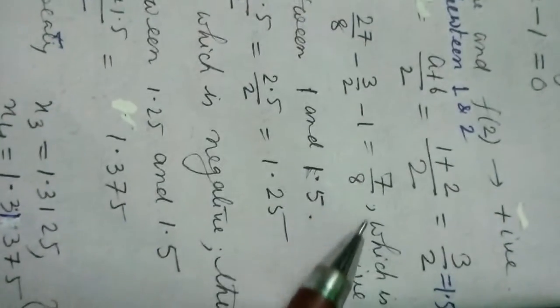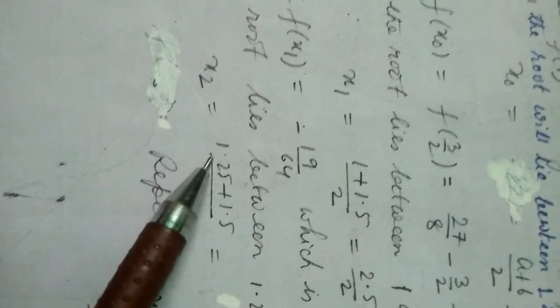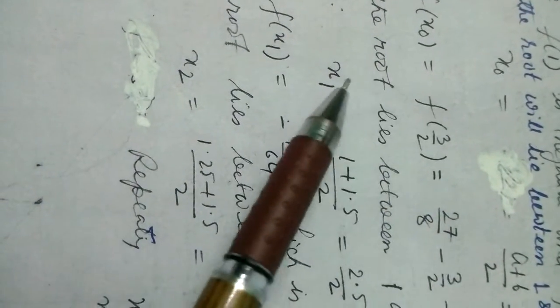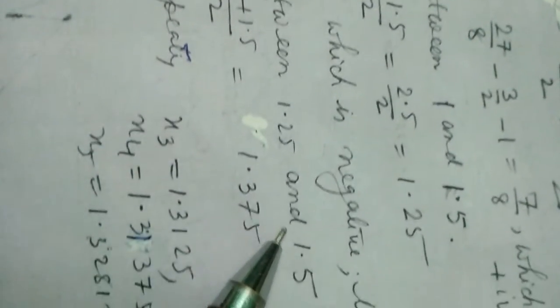and 1.25, function of 1.25, this one. x naught, function of x naught is equal to positive, so this is negative and positive. So x1 and x naught we have to take the average of this. So x naught is this one 1.5, so 1.5 plus 1.25, what is 1.25? This one, 1.25, (x naught plus x1) by 2. So root lies between 1.25 and 1.5.